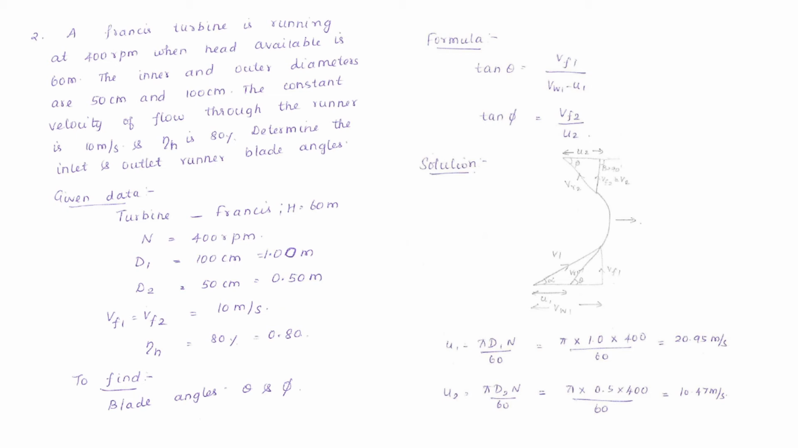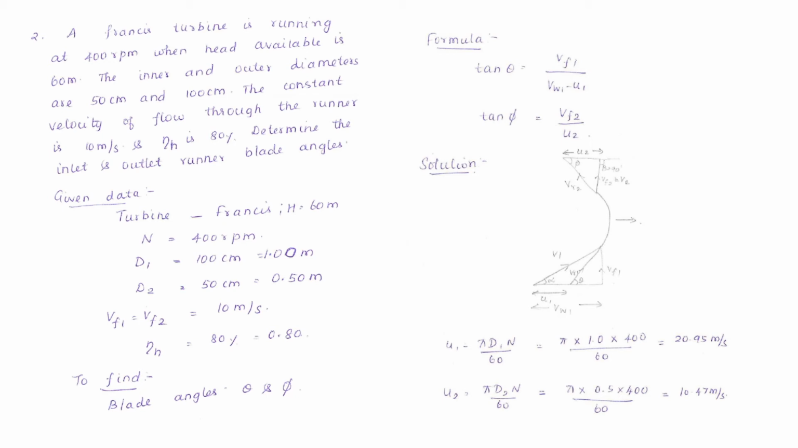So d1 is equal to 100 centimeter, that is 1 meter. d2 is equal to 50 centimeter. Velocity of flow is constant, that is given as 10 meter per second. Eta h is equal to 80%. What we have to find? We have to find the blade angles. Blade angle is nothing but theta at inlet and phi at the outlet.